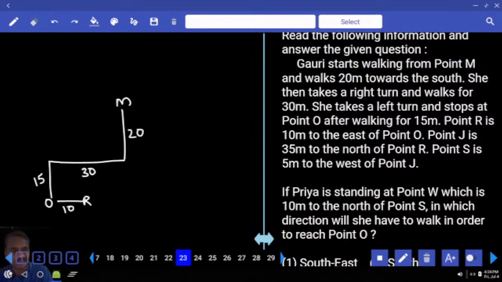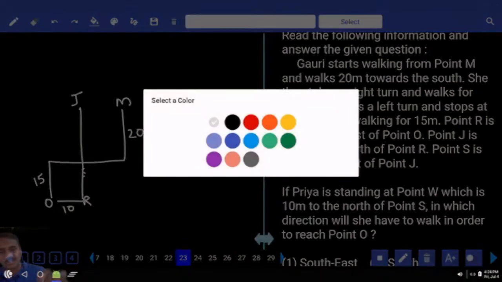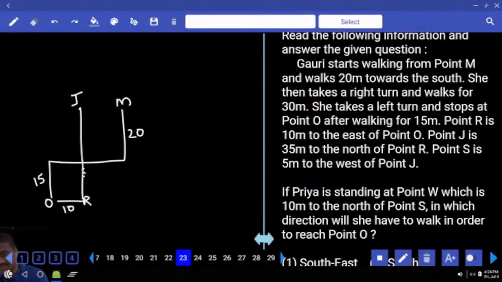Then J is 35 meters to the north of R. Now 35 meters to the north of R means, now this is 15 plus 20 and 35 meters. J is 35 meters to the north of R. Now out of these 30 meters, what are left over here? 10 and 20. Now this is 10 and this is 20. Then J is 35 meters. S is 5 meters to the west of J. Now S is how many meters? 5 meters to the west of J, the distance is 5.